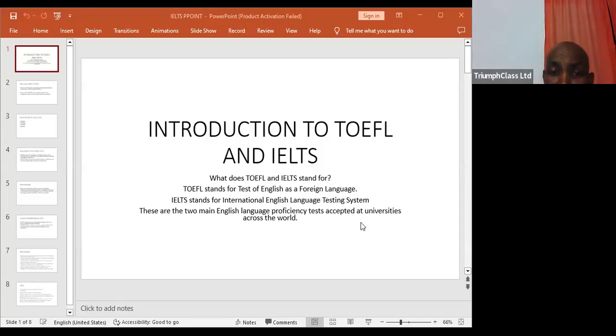So these are the two main English language proficiency tests accepted at universities across the world. So all universities that are receiving applications for students in the world, they basically rely on these two English proficiency tests. They test to know if you qualify to join the university in an English-speaking country. That is TOEFL and IELTS.